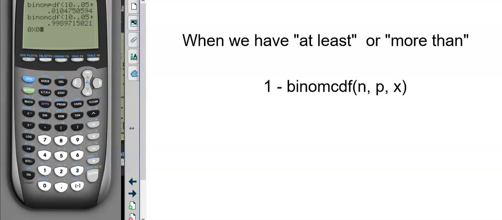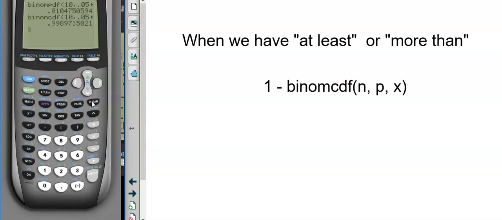All right, so just like I said before, when we talk about intervals, we're doing binomial CDF, cumulative distribution frequency. So when we have the words "at least" or "more than," in other words, talking about those big numbers going up, what we have to do is actually do it a little bit differently than what we did the other ones.